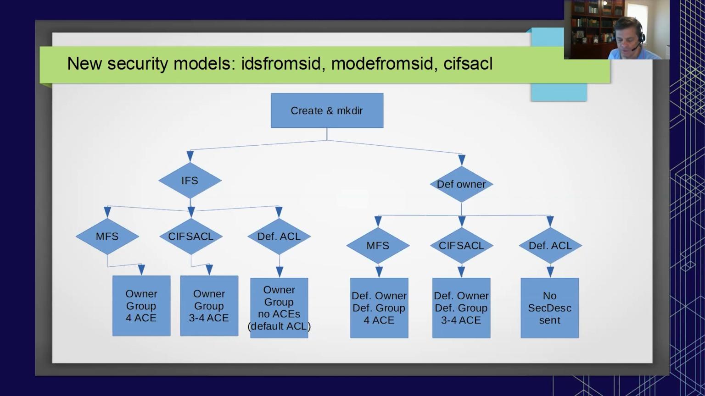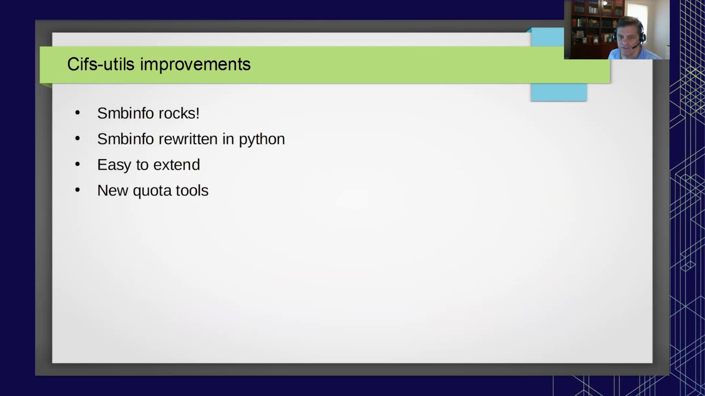So we have three cases. A client focus, sort of like NFS, where you use IDs from SID, mode from SID. We have the multi-user Kerberos cifs.ko case, where permission checks on the client really don't matter at all, and all that matters is the server permission checks. And then the default case, where user ID and mode are set to the default.